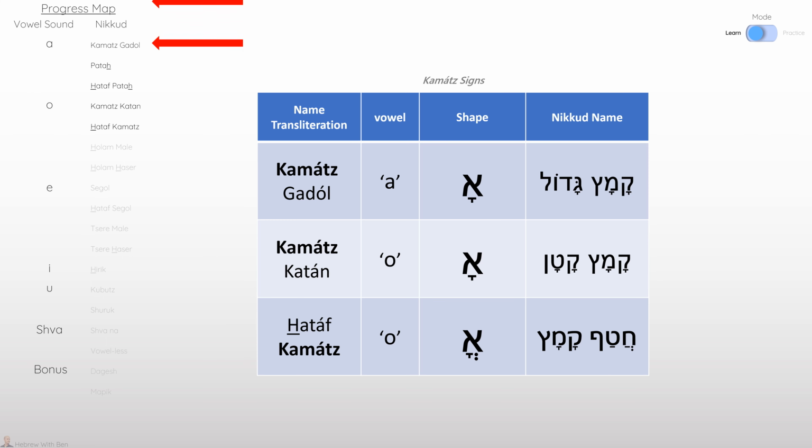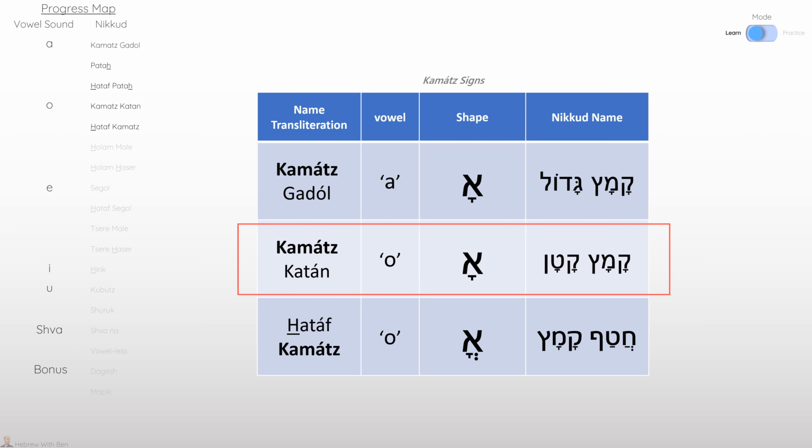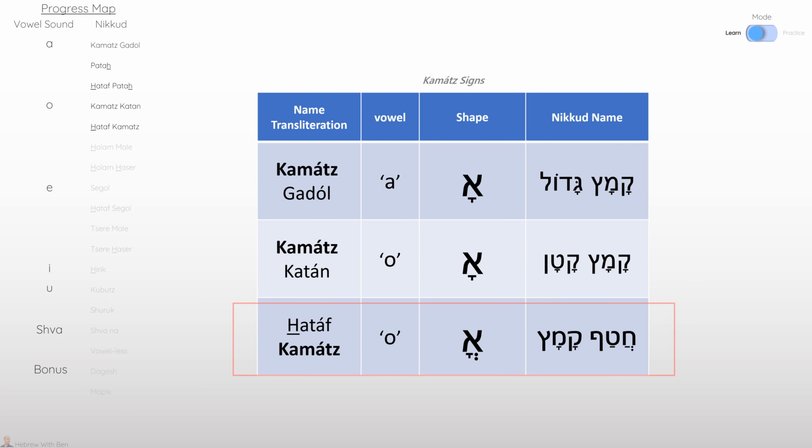Before we continue, let's summarize the Kamatz forms with the vowels they indicate. The first Nikud sign we learned was Kamatz Gadol. It indicates the sound of A. Then we saw Kamatz Katan, which is identical in shape but indicates a different vowel. Lastly, Chataf Kamatz, the sign we will be learning today.